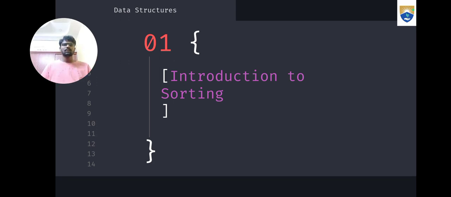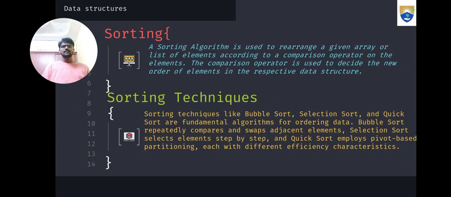So the concepts I'm going to explain can be used when I have my array, I have my data, but I need to increase or decrease its size. So I'm going to use lists. Having that introduction, I'm going to deep dive into the concept. Sorting is an algorithm used to rearrange a given array or list of elements according to a comparison operator on the elements.